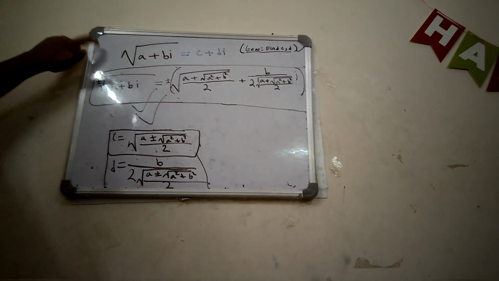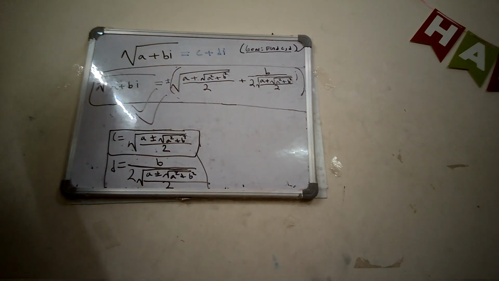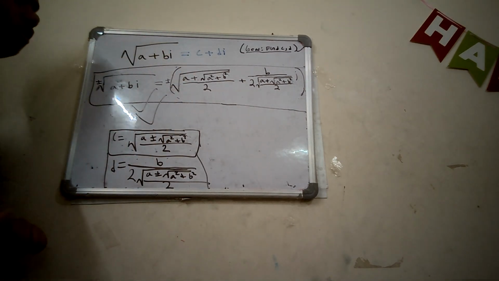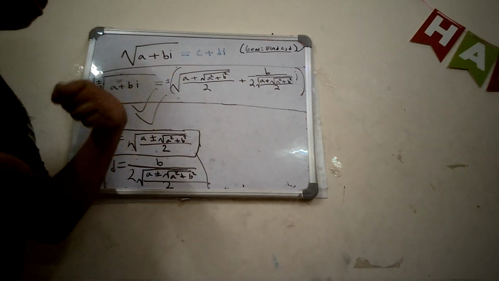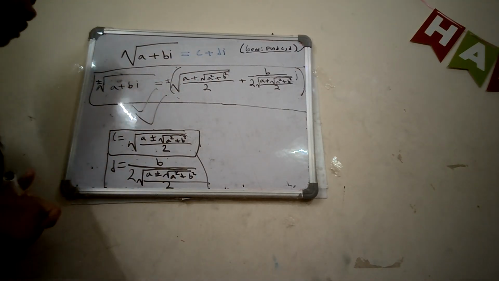This is our answer. Right here. We have an answer. This is how you verify it. If you want, to find the square root of a complex number, you can just plug it into this, or you can just use the algebraic method that I used in today's video.